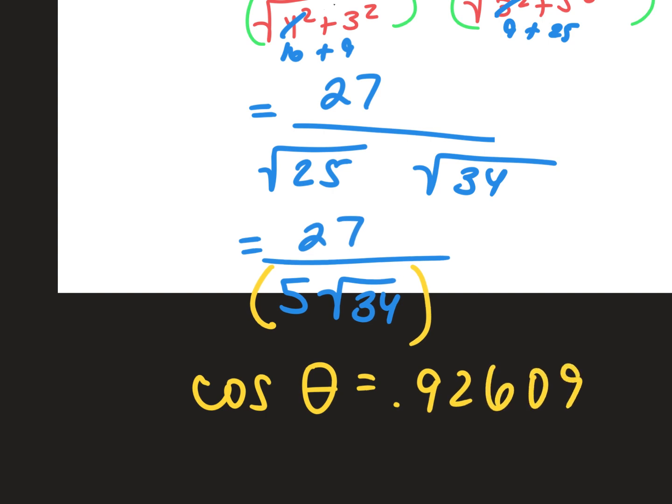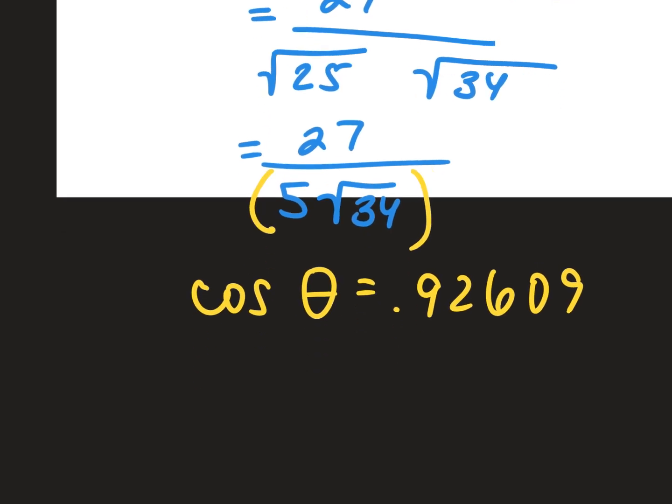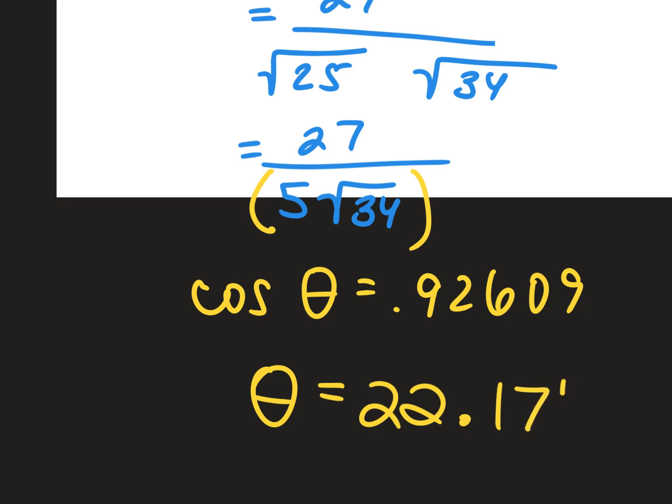You should be getting 0.92609. If you're not, you did something wrong in the calculator, you're in the wrong mode, whatever. Is that the measure of the angle? No. So I hit second cosine. And I get, how big is the angle? 22.17. Theta is about 22.17 degrees.